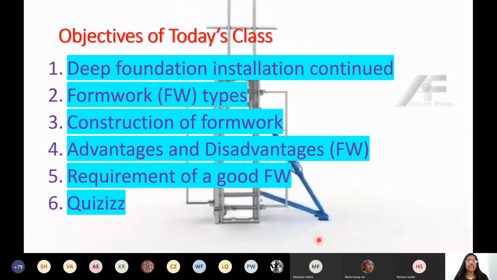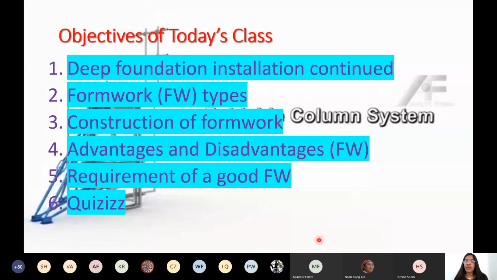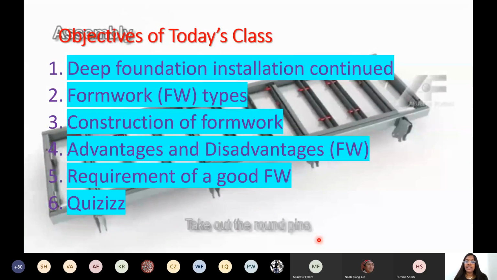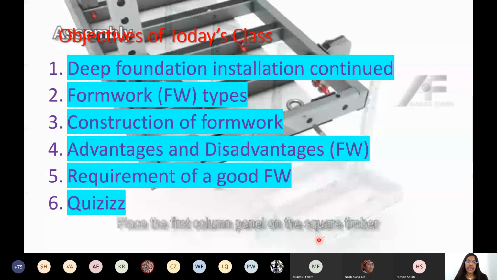Objectives of today's class. We'll still continue with the deep foundation installation. There are some criteria, selection, conditions and failures you need to understand. I will redo the concrete piles and go for steel and timber and so on. Okay. Formwork. Next, we will continue with today's class on formwork types.